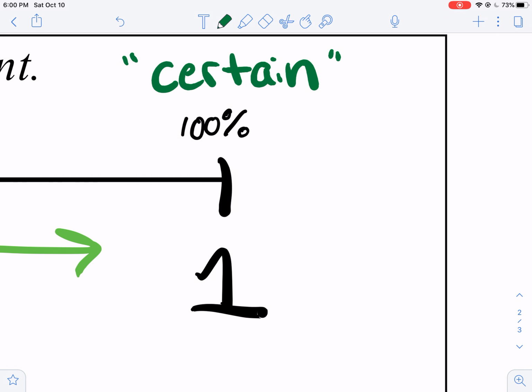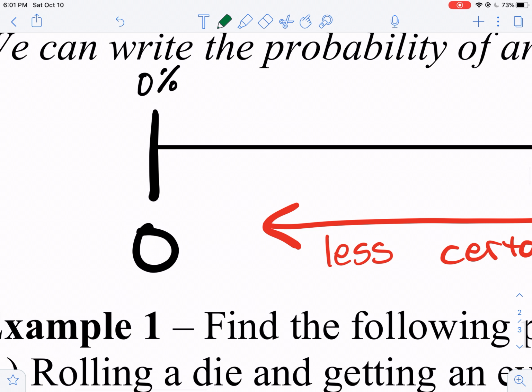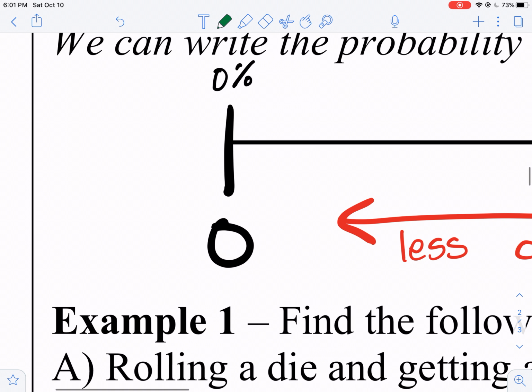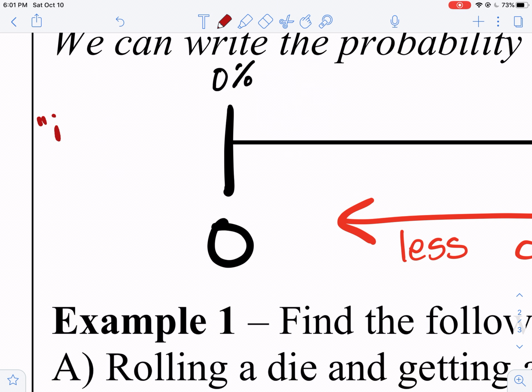For example, if you roll a 6-sided die, the probability that you roll a number less than 7 is certain because you have to roll something less than 7. There's only numbers 6 and lower. However, if something has a 0% chance, it has 0 probability, that is impossible. It cannot be done. Like, what's the probability if I flip a coin and I get a 5? You can't, because your options are heads or tails. So that's not going to happen.